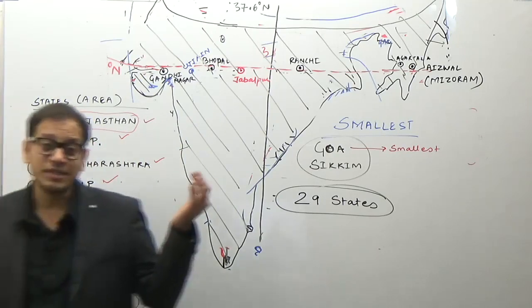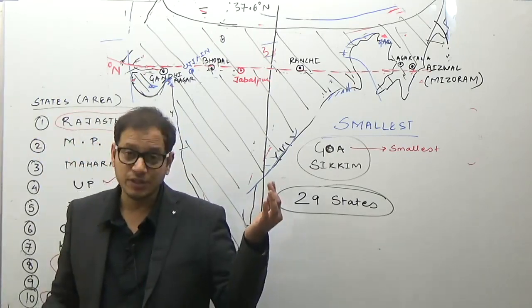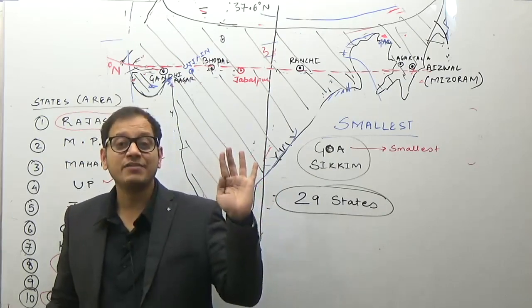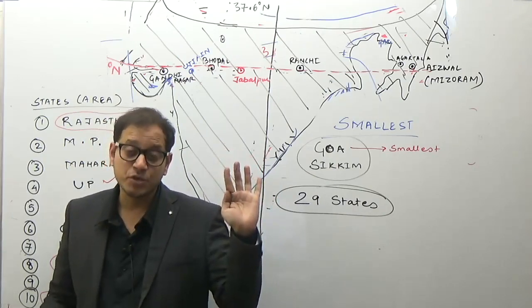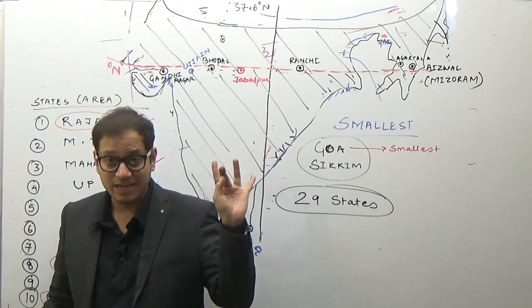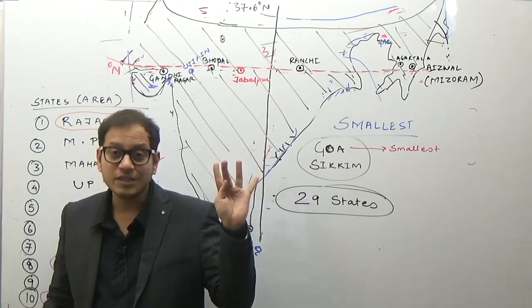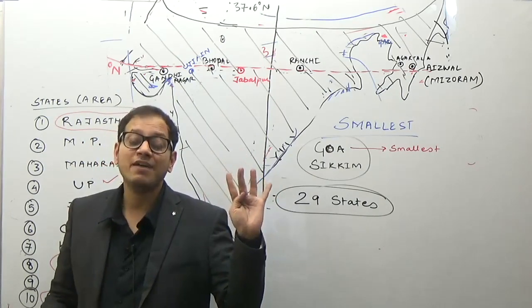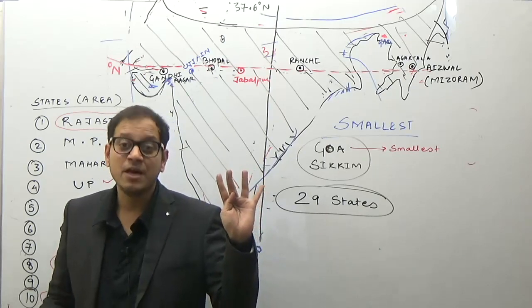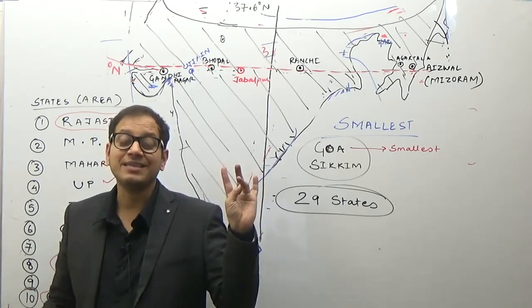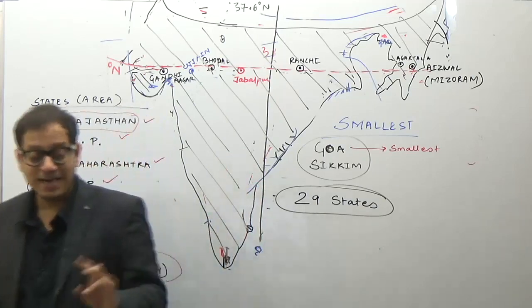We have the union territory of Delhi, we have the union territory of Chandigarh, we have the union territory of Daman and Diu, we have the Union Territory of Dadra and Nagar Haveli, we have the Union Territory of Pondicherry, we have the Union Territory of Lakshadweep, and we have the Union Territory of Andaman and Nicobar Islands.